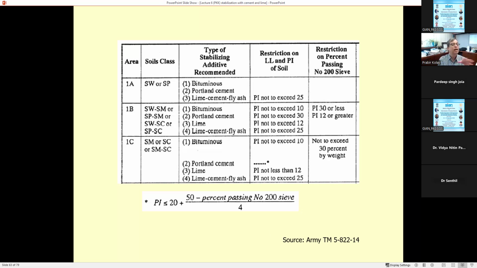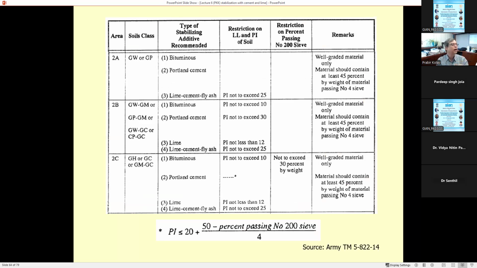And what type of stabilizer. So again, these will give you just guidelines. You need to do the actual test for a particular type of soil to see what type of stabilizer is more suitable. This will give you a range and an idea, but you need to do the actual test to find out. So this is again for the area 2A, 2B, 2C.